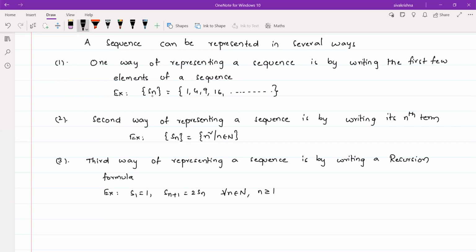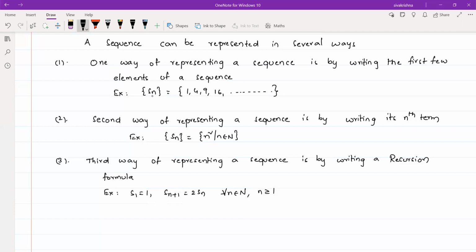The third one is the most important one. Generally, we will see the first and second forms very many times while doing problems in sequences. One way is just writing its first few terms. The second way is writing its nth term. And the third is representing it by its recursion formula. These are the ways of representing a sequence.